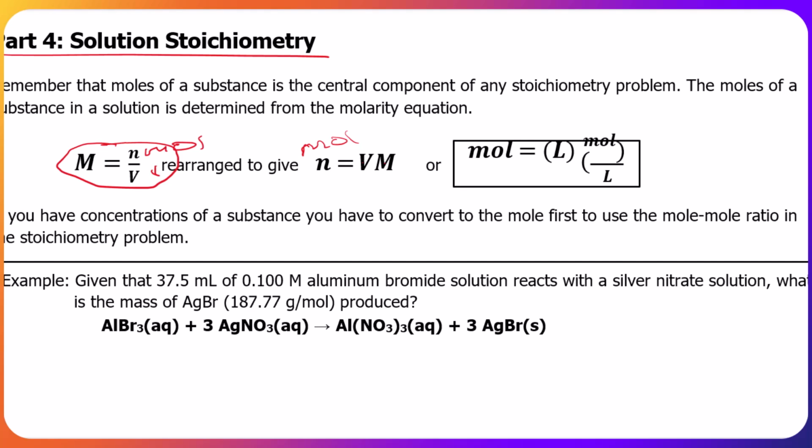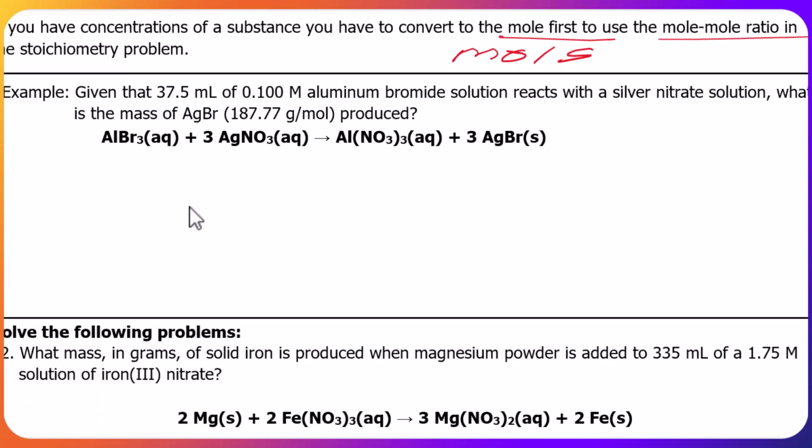How do we see that? Here's your volume, here's your molarity, which is moles over liters. The liters cancel, and that gives you moles. That's what's left over. So if you have concentrations of one substance, you have to convert to moles first. Everything goes through moles, guys. We use the mole-to-mole ratio from the balanced chemical reaction in order to do this. All right, so I'm going to pull this up a little bit. Here we go. I know this has been going on for a while, but oh well.